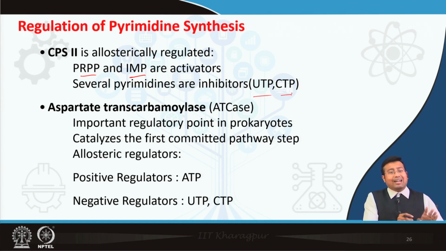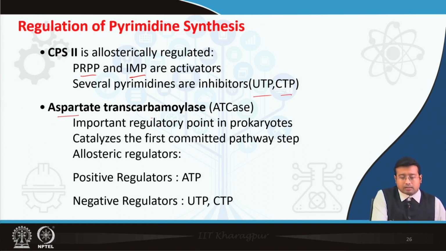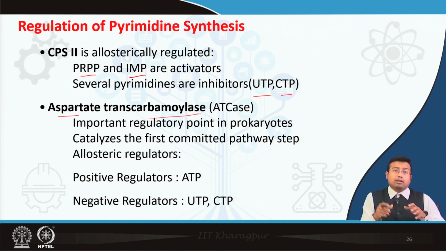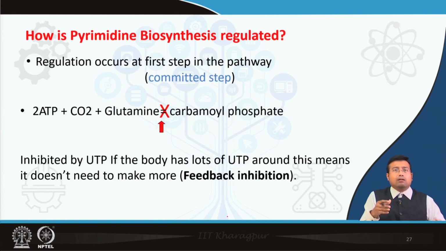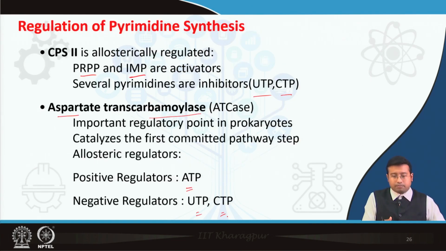You should know that this enzyme aspartate transcarbamylase, although it is the second step of the pathway, is actually the first committed step of the pathway, all right, and multiple regulators also affect this step. So, positive regulators are ATP and negative regulators are UTP and CTP. So, can you relate how UTP, mainly UTP, is acting as a feedback inhibitor, and by default CTP because we get CTP from UTP.